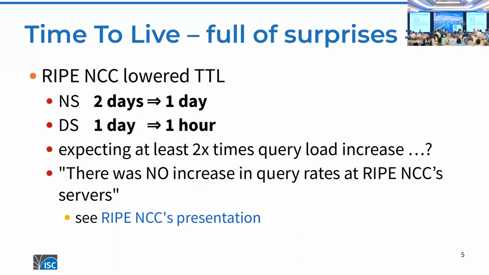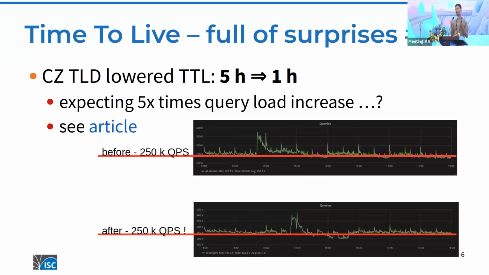If you click on the link in the slides, it will lead you to the RIPE NCC's presentation, where they conclude that changing the TTL didn't have any effect. We can argue, okay, maybe 2 days were too long to start with. Maybe there is some typical default limit in the resolvers, and if it's above, say, 1 day, it's too much and it will get shortened anyway.